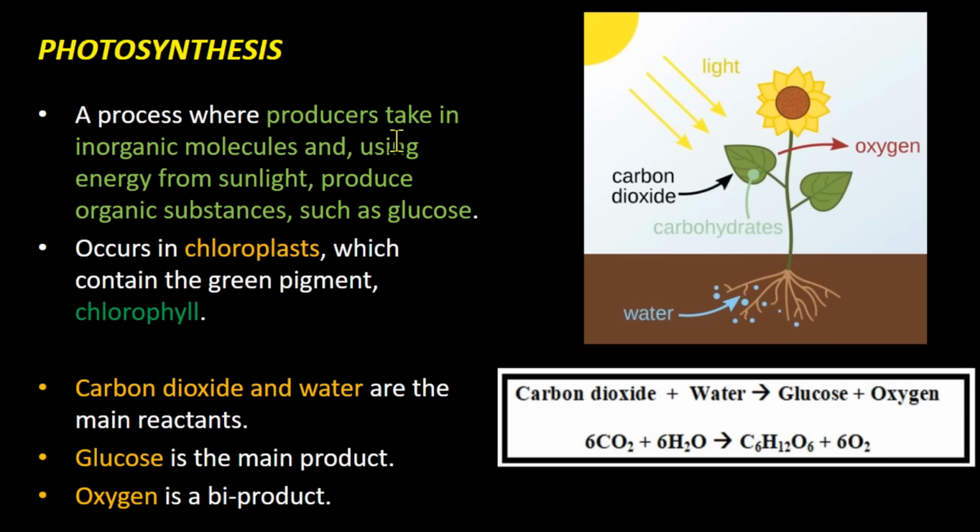Photosynthesis is a process where producers take in inorganic molecules and, using energy from sunlight, produce organic substances such as glucose. Photosynthesis occurs in chloroplasts, which contain the green pigment chlorophyll. The main inorganic molecules, or reactants, are carbon dioxide, which enters through the leaves, and water, which enters through the roots. Remember, glucose is the main product and oxygen is released as a byproduct.